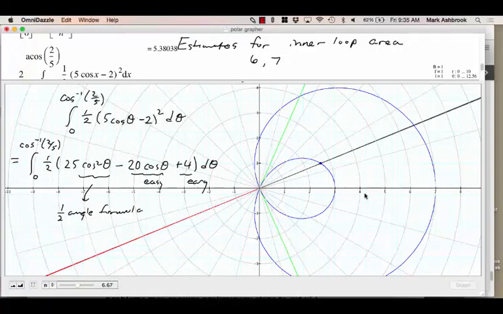5.38. Okay. What about the whole thing? What about the area of the whole thing? And when we say that, what do we mean? Do we mean including the loop or not? What are we going to get if we integrated from 0 to 2 pi? Well, it would do the top half of the loop, and then the area of the outer loop, and then the bottom half of the loop. Can you describe what that number would represent?